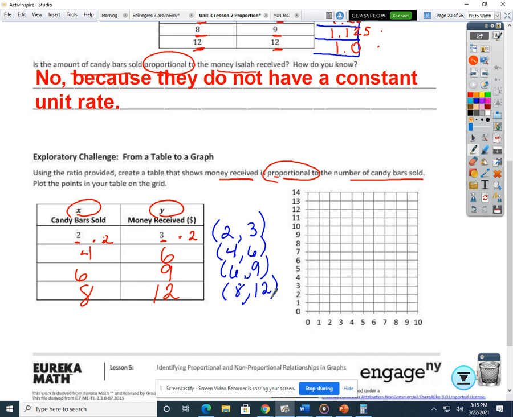So for our first one, our X value is 2. We come across our X axis to 2, and then our Y is 3. So we come up to our 3, and that is where we place our dot at that intersection. For our next one, we come across our X value is 4, our Y value is 6. For the third, our X is 6, our Y is 9. And for our last one, we have 8 and 12.